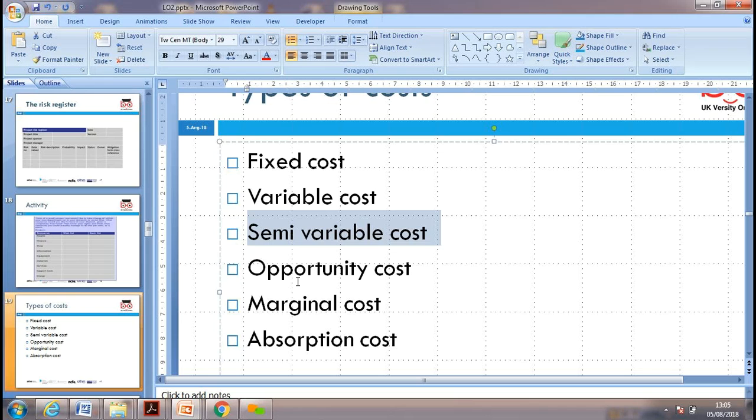Like, if you have a mobile phone contract, you're paying a fixed line rental every month and you get up to a limit of minutes. If we use more than that, we'll get higher bills. Yes? So we have a fixed cost which stays fixed, but we have a variable cost that can be changed.